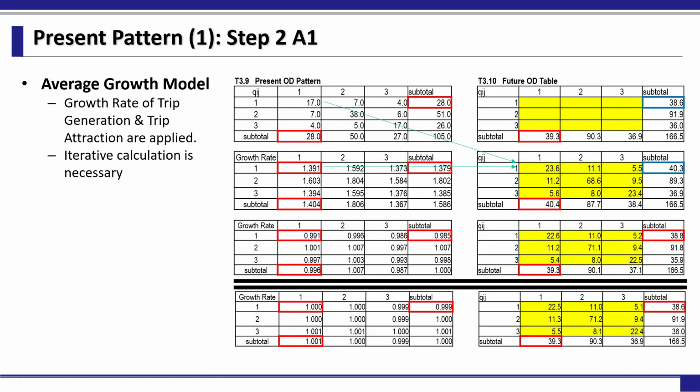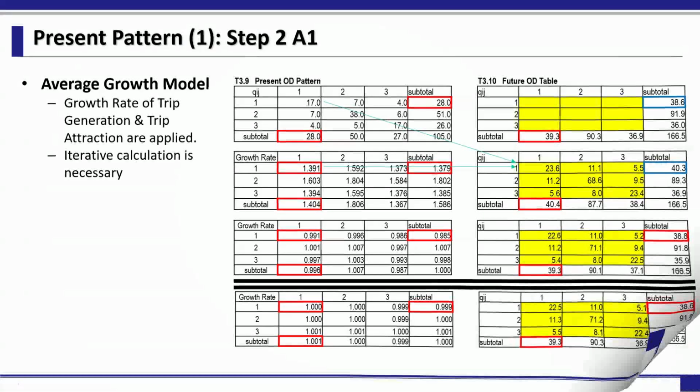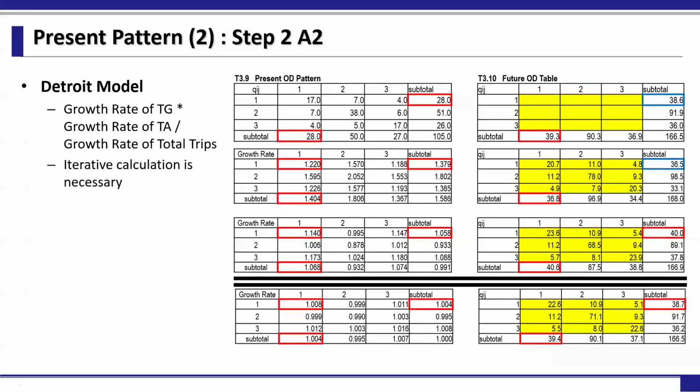Generally speaking, trip distribution estimation models have 2 categories. The first one is the present pattern method. The present pattern method just reuses the present OD patterns. It means the current trip patterns will also be applied to the future trip patterns. It is a very easy way. Then there are the annual growth models and the Detroit models.